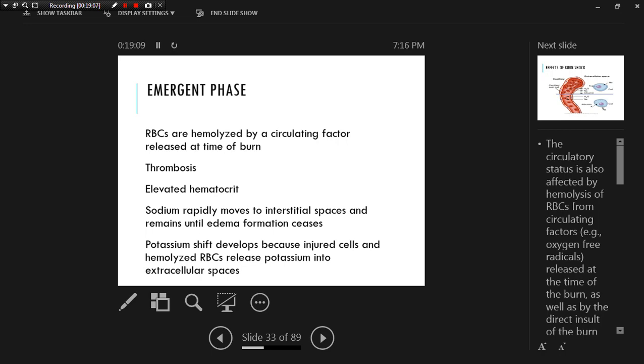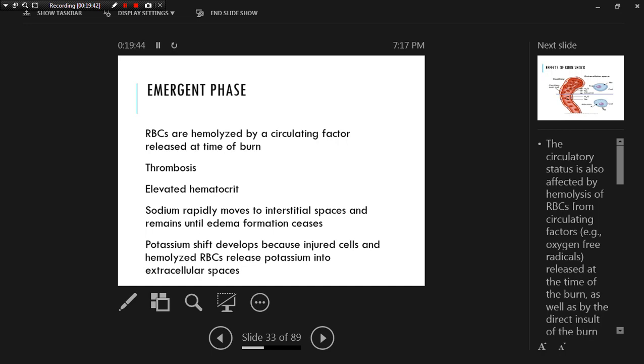Okay, so initially we're going to see hemoconcentration, but after fluid volume resuscitation, after the volume stabilizes back into the vascular space, we're going to see a drop in RBCs, so they're going to be anemic. So sometimes they may need blood resuscitation. Initially, when they do have an elevation in their hematocrit and hemoglobin, that increased viscosity increases the risk for thrombosis, so clot formation.